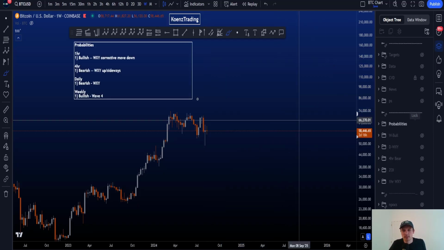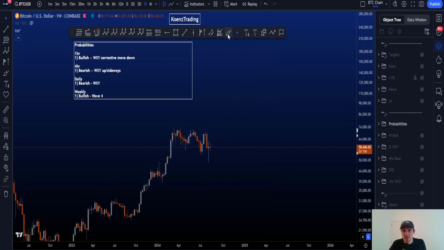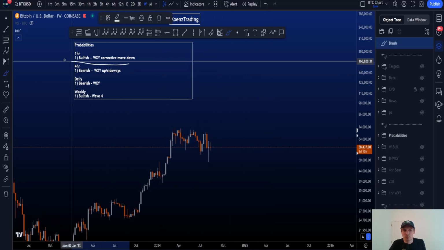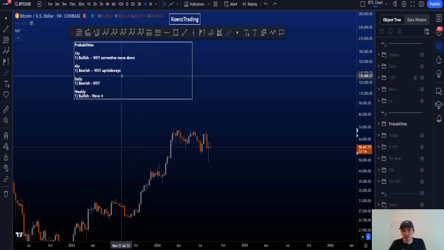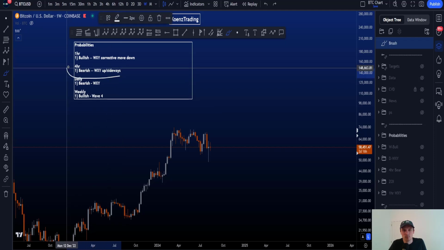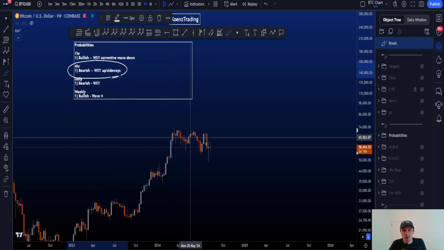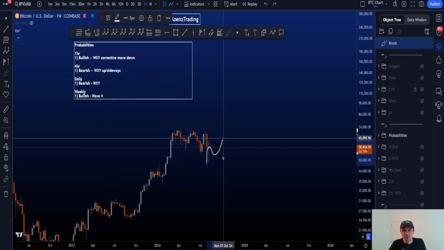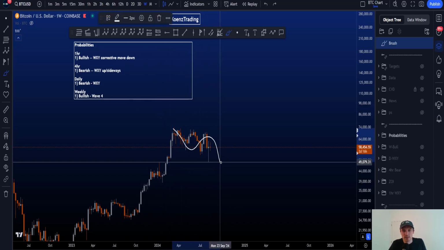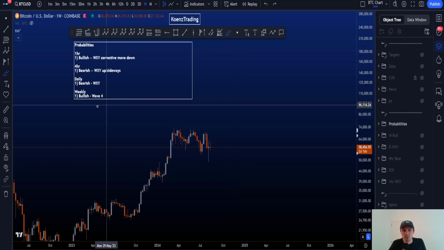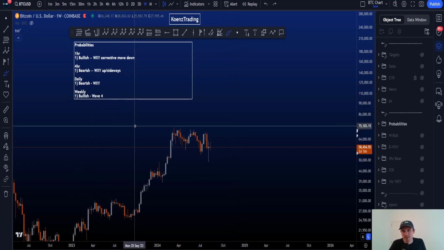So if you then finally look at the probabilities of the different scenarios, well, on the 1 hour, the probabilities at the moment are highest for the WXY corrective structure to the downside, looking for signs of strength and signs of support. On the 4-hour time frame, the probabilities are also higher for a WXY here to the upside. On the daily, looking for a sideways WXY in a bigger wave 4 on the weekly time frame.